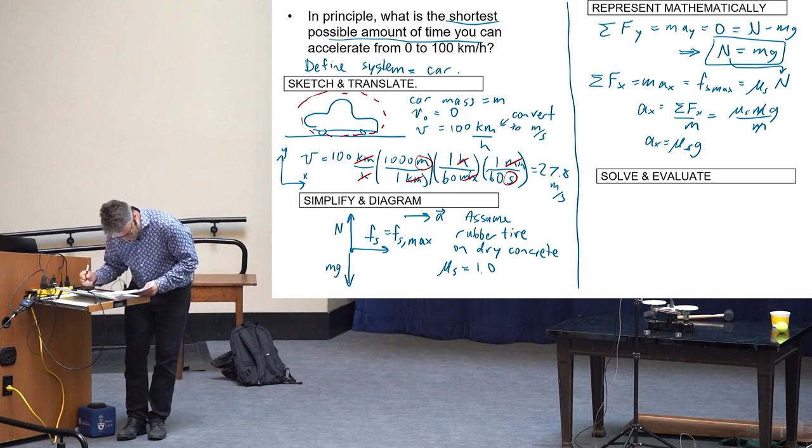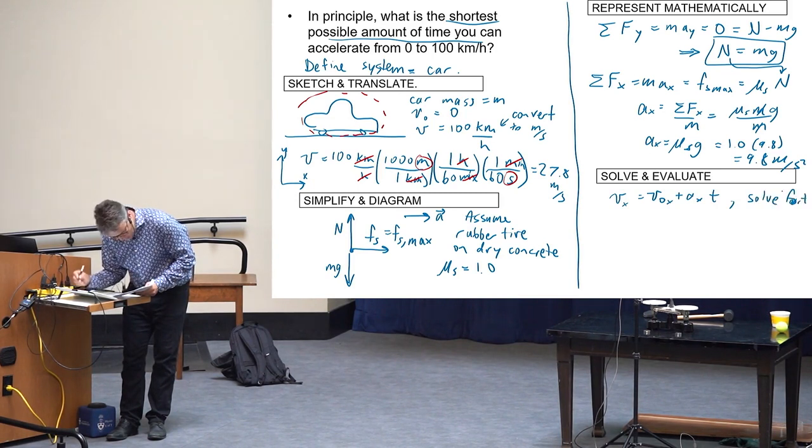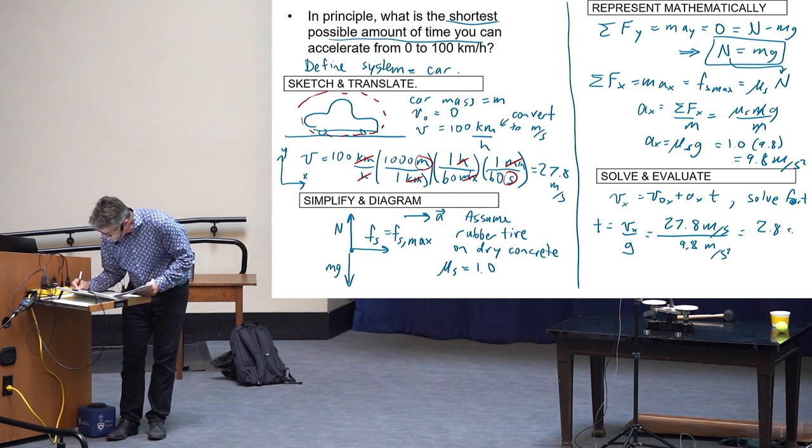So that's actually equal to 1.0 times 9.8, so it's 9.8 meters per second squared. And at some point I'm going to use v equals v0 plus a sub x times t, put the x's in and all that stuff, and solve for t, because t is what we care about, and we have the final velocity. So t is equal to v final divided by g. So it's 27.8 meters per second divided by 9.8 meters per second squared, and it ends up in seconds to be 2.8 seconds.